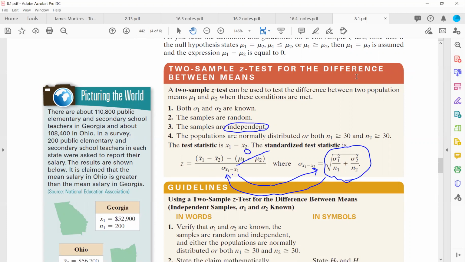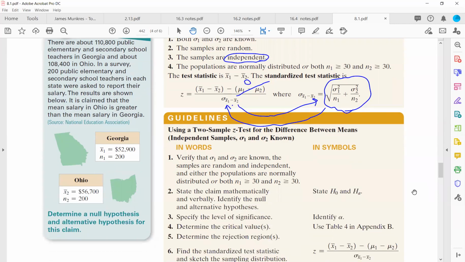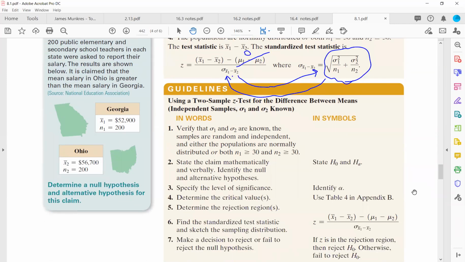As you know, if z, this standardized test statistic, is inside the rejection region, you reject your null hypothesis. So take a look at the guidelines. First of all, check to see if sigma 1, sigma 2, the population standard deviations, are given. Then make sure samples are random and independent from each other. Make sure the populations, both of them, are normally distributed, or the sample sizes are greater than or equal to 30.